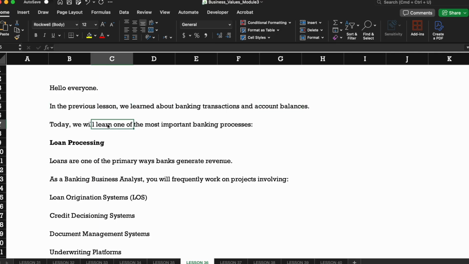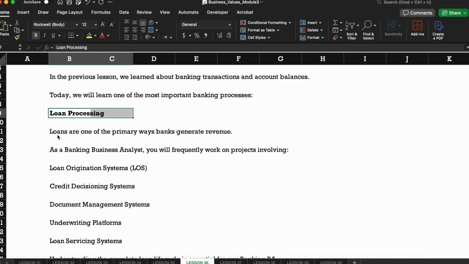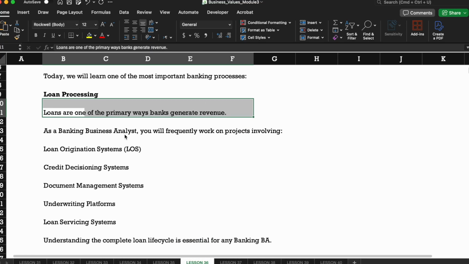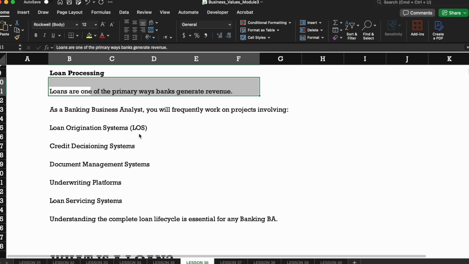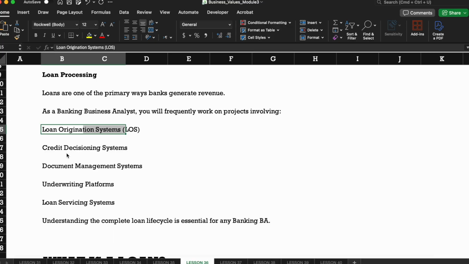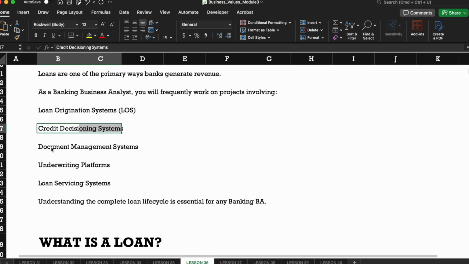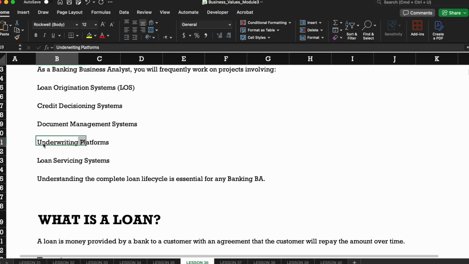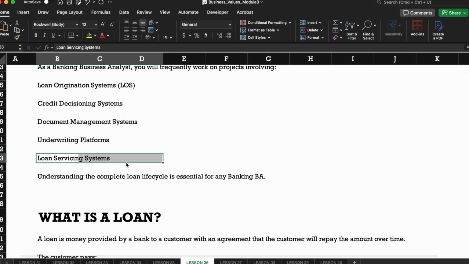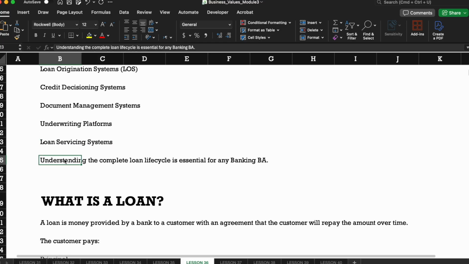Today we'll learn one of the most important banking processes, loan processing. Loans are one of the primary ways banks generate revenue. As a banking business analyst, you will frequently work on projects involving LOS, loan origination systems, credit card decisioning systems, document management systems, underwriting platforms, and loan servicing systems. Understanding the complete loan life cycle is essential for a banking BA.